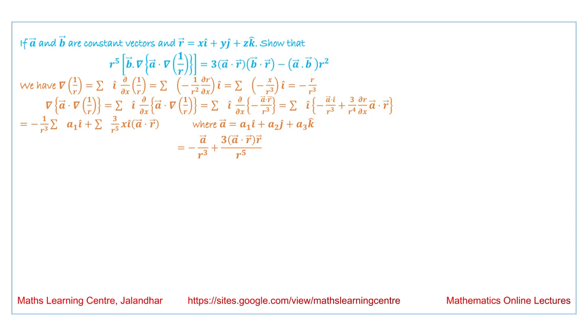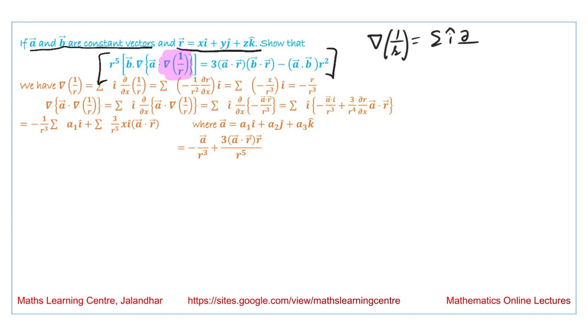Next we have, if a vector and b vector are constant vectors, these are two constant vectors, and the value of r vector is given. We have to show this result. We have to prove this result. So we start with the innermost term over here, it is gradient of 1 by r. We solve this term. So we are saying gradient of 1 by r is equal to sigma I cap del by del x of 1 by r.